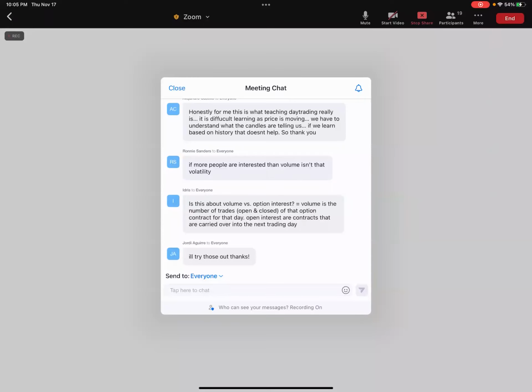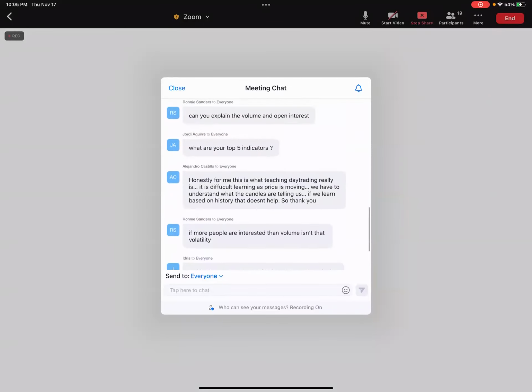Of course, my pleasure. Honestly, for me, this is what teaching day trading really is. It is difficult learning as price is moving. We have to understand what the candles are telling us. If we learn based on history, that doesn't help. So thank you. Yes, price action is random. No trade will ever be the same.